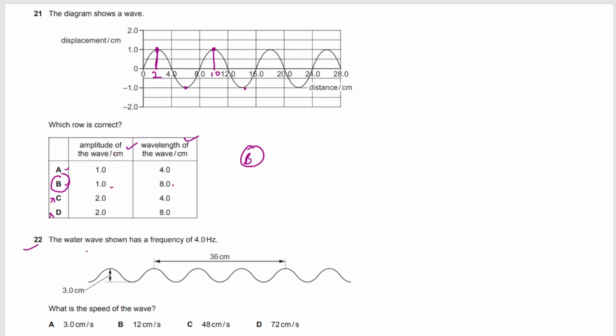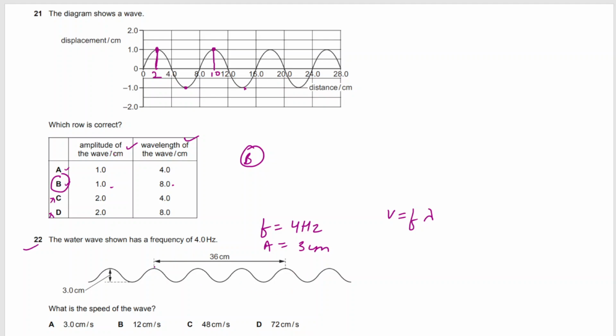Question number 22. The water wave shown has a frequency of 4 Hz. So frequency given is 4 Hz. Then we are given the amplitude also, which is 3 centimeters. Then what is the speed of the wave? So speed we know v is equal to f lambda. What is lambda? We don't know the wavelength, but we can calculate it from the diagram given.